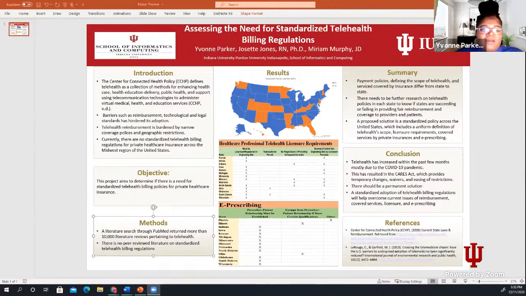Currently, since the COVID-19 pandemic, the CARES Act has been implemented, which includes a telehealth section to provide temporary changes, waivers, and easing of restrictions regarding billing for private and public insurance. Achieving a permanent solution will be adopting standardized telehealth billing regulations that will help overcome current issues with reimbursement, covered services, licensure requirements, and e-prescribing.